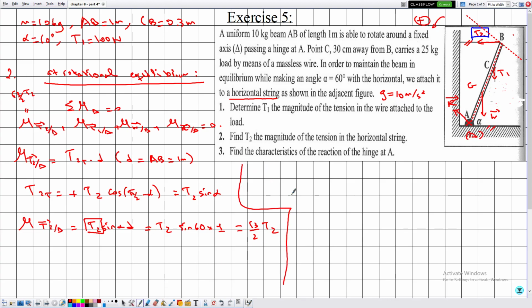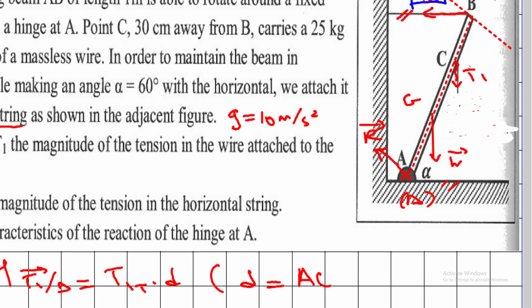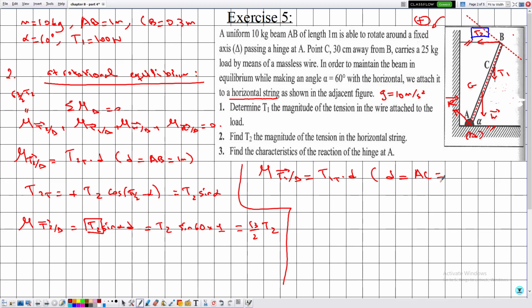Now as for the moment of the force T1 exerted around delta, which is equal to T1 tangential multiplied by the distance D, and D is equal, in this case, to AC, between the point of application of T1 and the point A. We don't have the value of AC, but AC is AB minus CB, which is equal to 1 minus 0.3, which is equal to 0.7 meters.